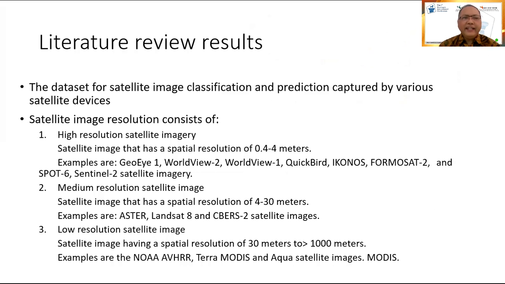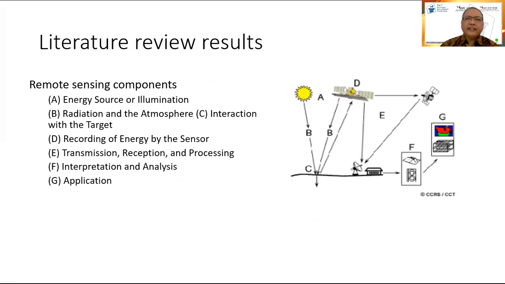Okay. So basically the dataset for satellite image classification and prediction is captured by various satellite devices. And in general, satellite image resolution consists of high resolution satellite imagery, medium resolution satellite imagery, and low resolution satellite imagery. And then in general, the elements of the remote sensing technology comprise several parts, including sensors, and then transmission, reception, and processing. Then the interaction among those elements can be seen in these pictures.